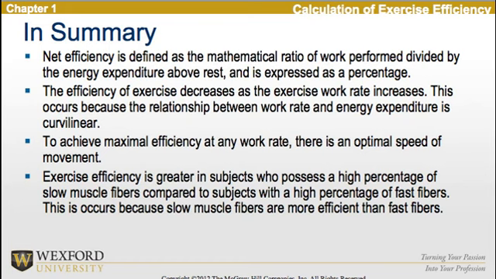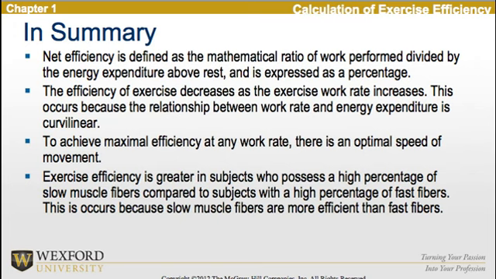In summary, the net efficiency is defined as the mathematical ratio of work performed divided by the energy expenditure above rest, and this is ultimately expressed as a percentage. The efficiency of the exercise decreases as the exercise work rate increases. This occurs because the relationship between the work rate and the energy expenditure is curvilinear. In order to achieve maximal efficiency at any work rate, there is an optimum speed of movement. Again, we've seen all of these relationships in the charts before.